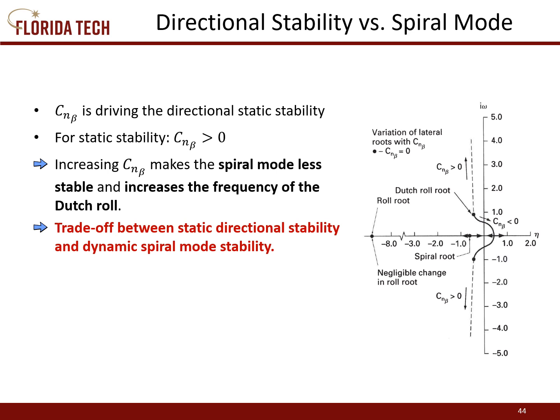And then when I look at the trade-off between directional stability versus spiral mode, we know that CN beta is driving the directional static stability, and for static stability CN beta is positive. So increasing CN beta makes the spiral mode less stable and increases the frequency of the Dutch roll. So now we have a trade-off between static directional stability and dynamic spiral mode stability.